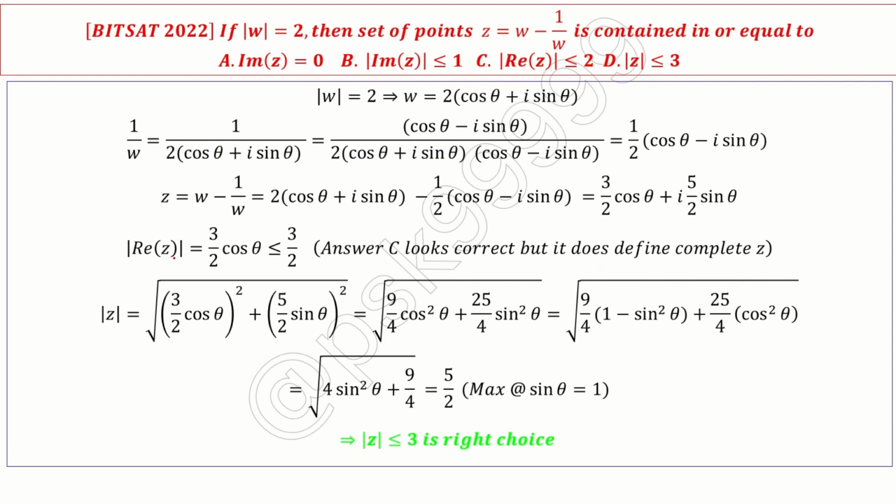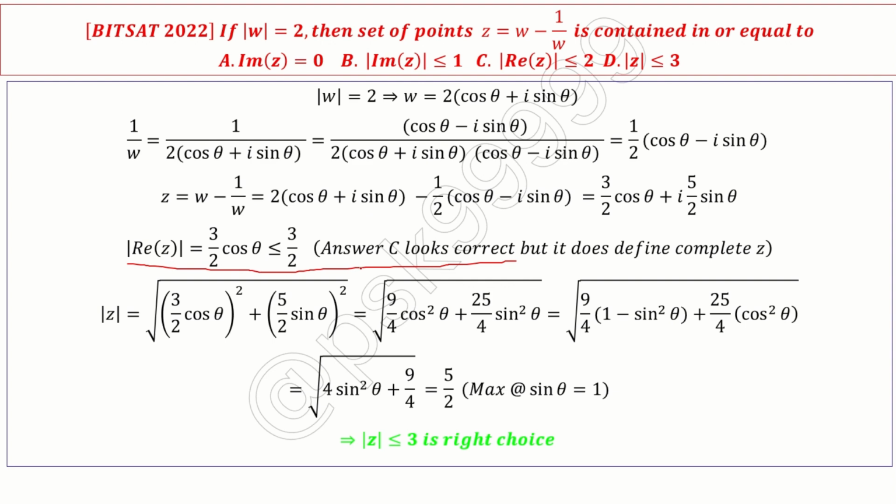Now, what is the real value of z? 3 by 2 cos theta. Modulus of it is 3 by 2 cos theta, which is less than or equal to 3 by 2. Correct? Because cos theta's maximum value is 1. So from this one, answer C looks correct. From this value, the real value of z is less than or equal to 3 by 2. Right? Answer C looks correct, but it does not define z completely. Does it tell anything about the imaginary part? So this answer looks correct, but it does not define z completely.